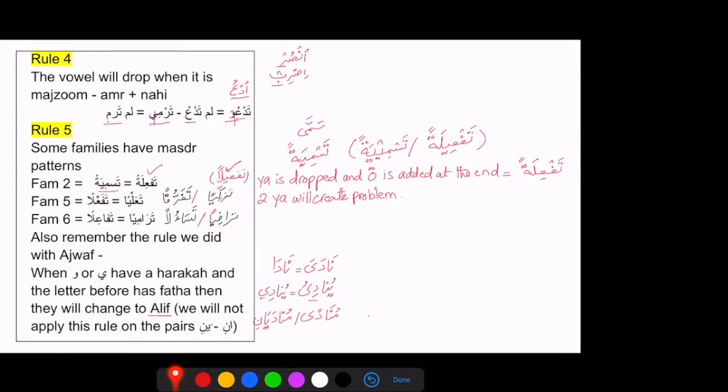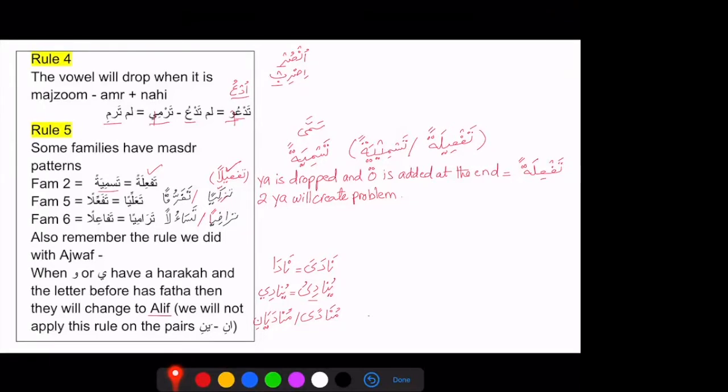Family 6, tafa'ulan pattern, right? Again it was the tasa'ulan pattern, but the middle root letter is taking kasra instead, because we know that kasra is more friendly with ya, right? So that's why it is happening. So taramiyan, taramiyan or taradiyan. This is the pattern it is going to adopt.